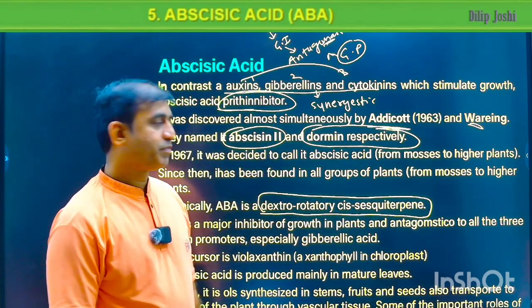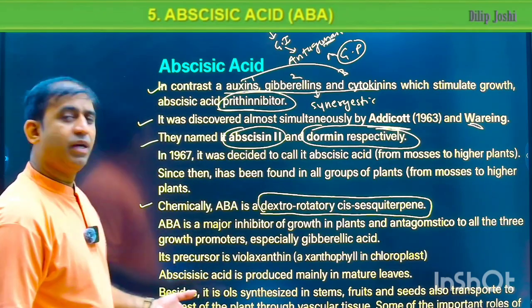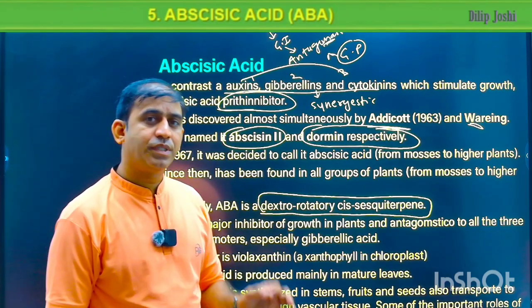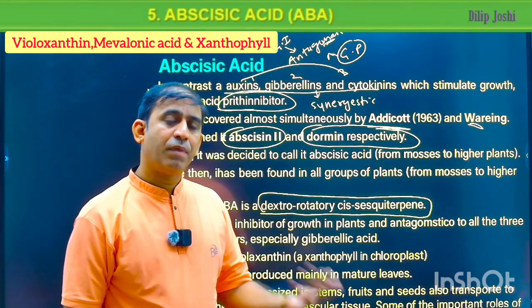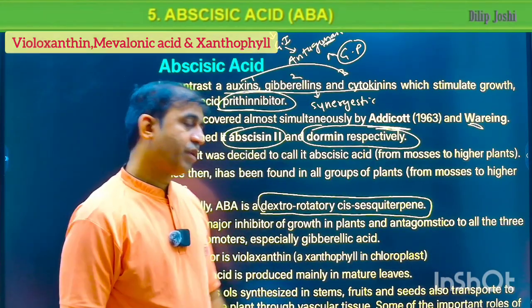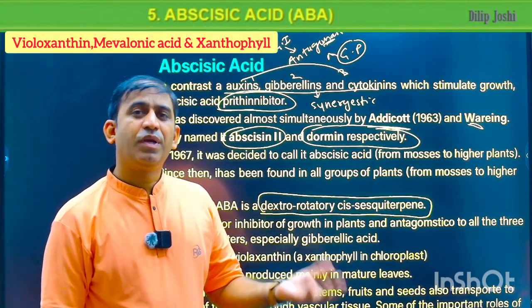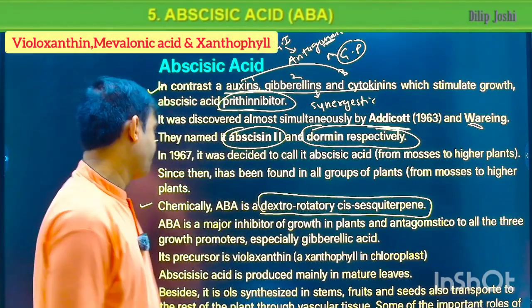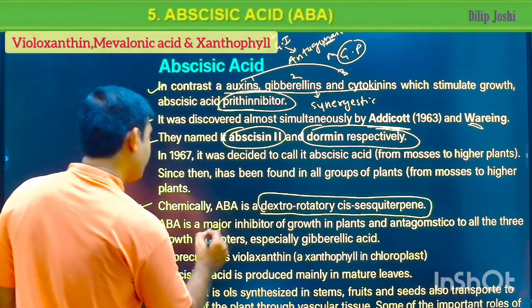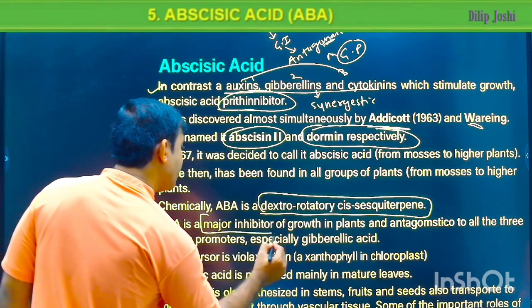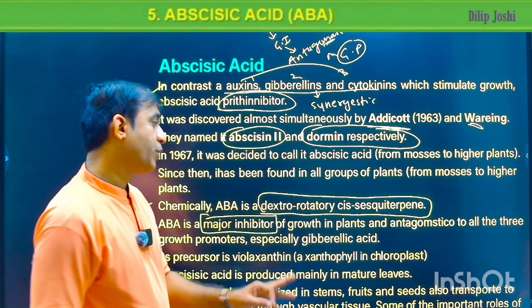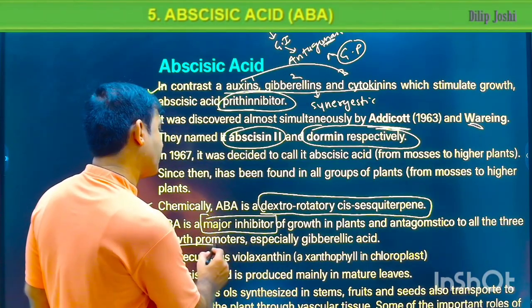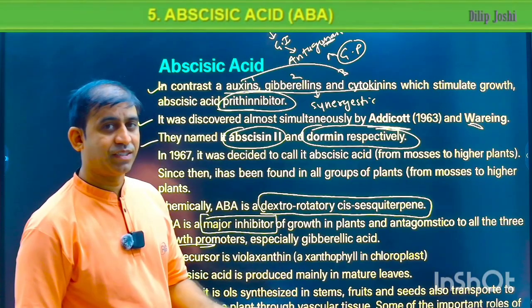Dextro means right. I told you, abscisic acid is going to form from violaxanthin, or mevalonic acid and xanthophyll, or their precursor is carotenoids. So this is a major inhibitor. Remember this word: major inhibitor of growth in the plants, and it is antagonistic to all the three growth promoters, especially gibberellic acid.